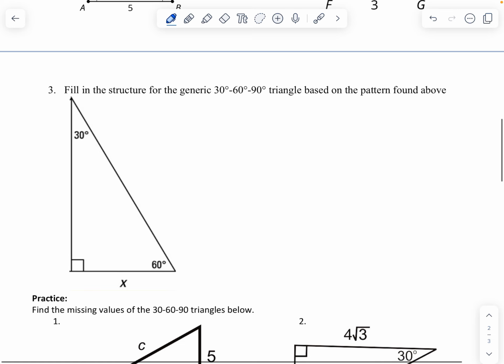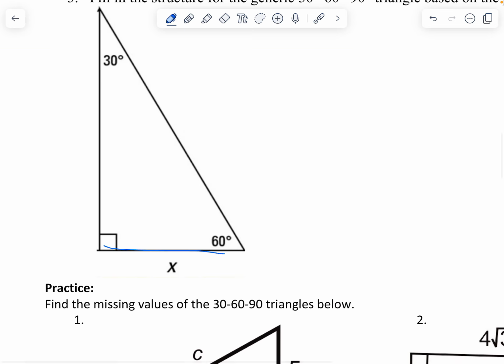So it says fill in the structure for a generic 30, 60, 90 triangle. We have our x down here at the bottom. This is our short leg. That means our hypotenuse is going to be 2x because it's always double. And that means the height is always going to be x radical 3. So the short leg, notice, is always across from the short angle. It's across from 30. The big leg is across from 60, that's x radical 3, and the hypotenuse is always across from the right angle, that's 2x.